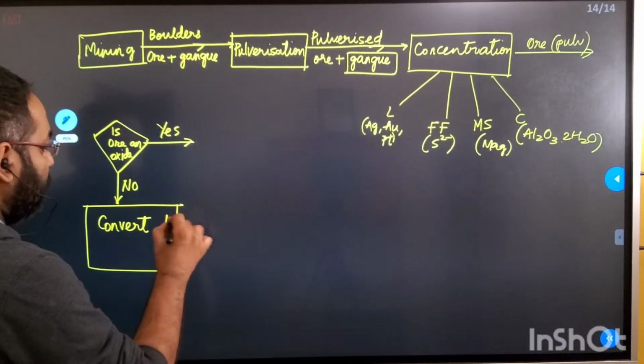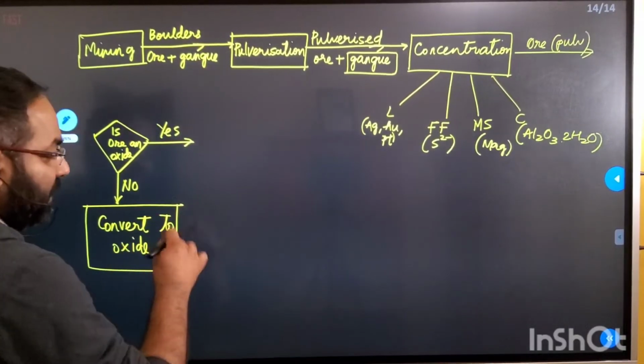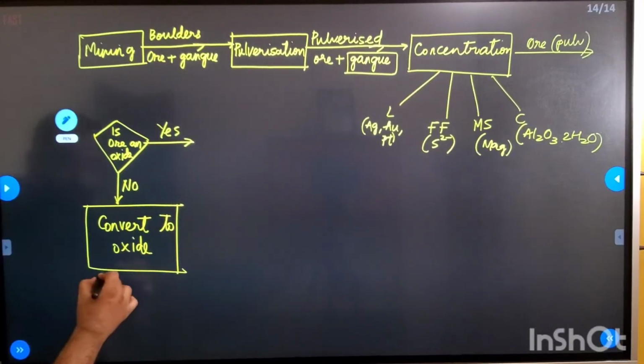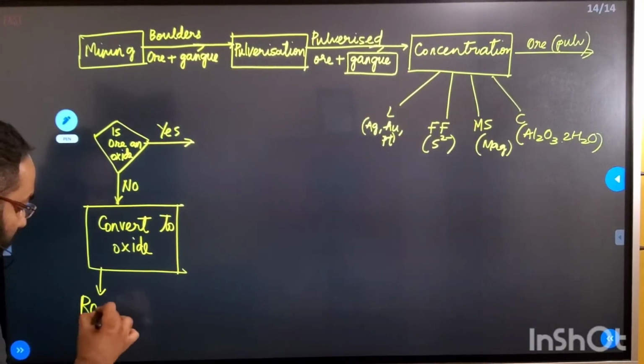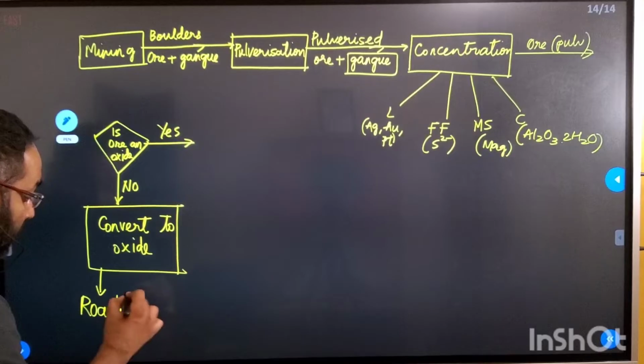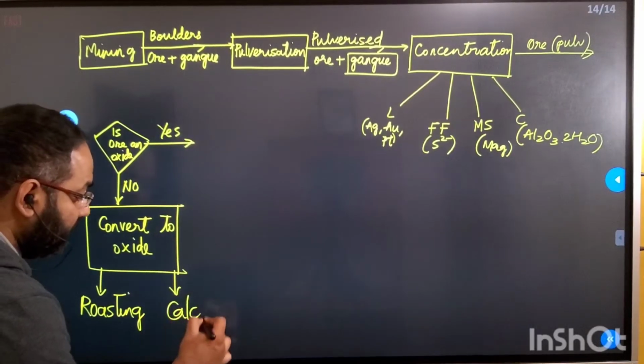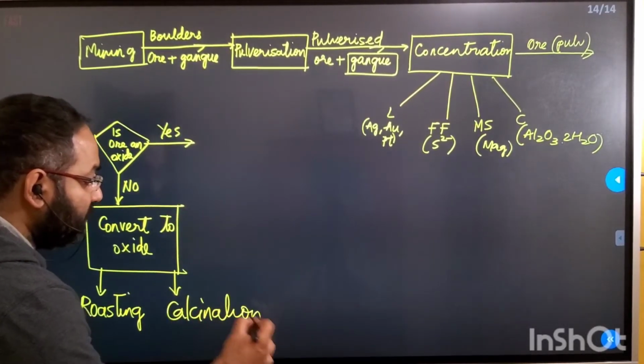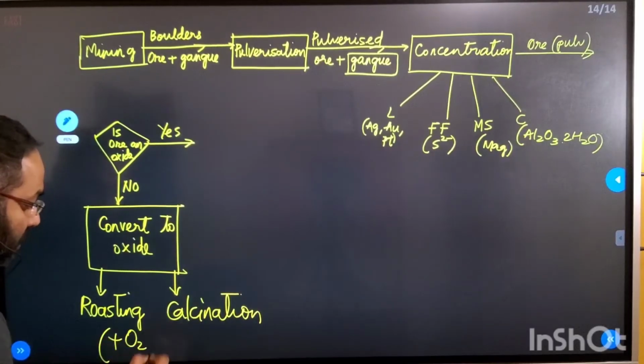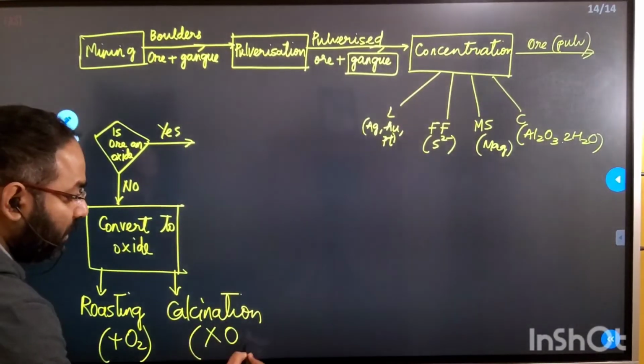Why do we have to convert it to oxide? So that reduction becomes easy in the next step. Converting to oxide is either in the form of roasting or in the form of calcination. Roasting is where you heat it with oxygen. Calcination is where you don't require oxygen.